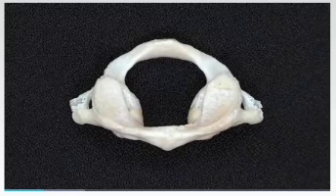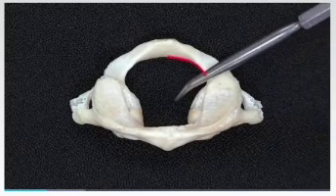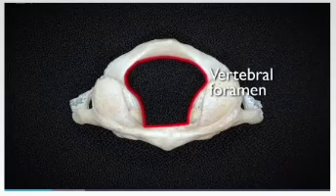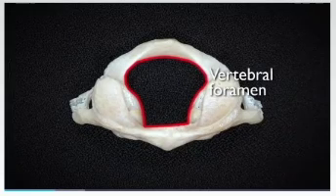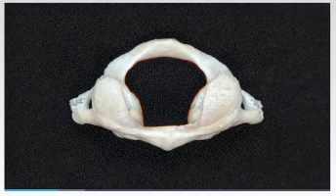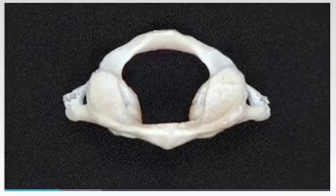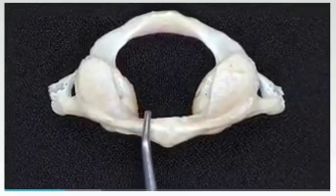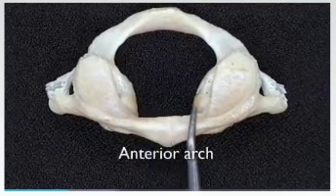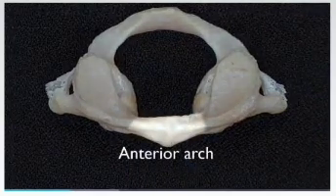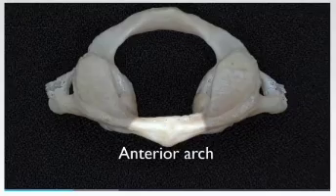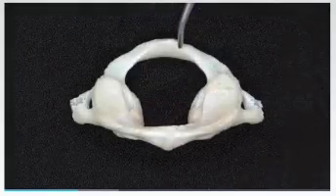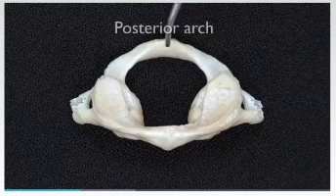The atlas. The atlas looks like a bony ring. The large opening in the middle is the vertebral foramen. Notice that there is no body or spinous process. Instead, the smaller portion of the ring is the anterior arch. This larger portion is the posterior arch.